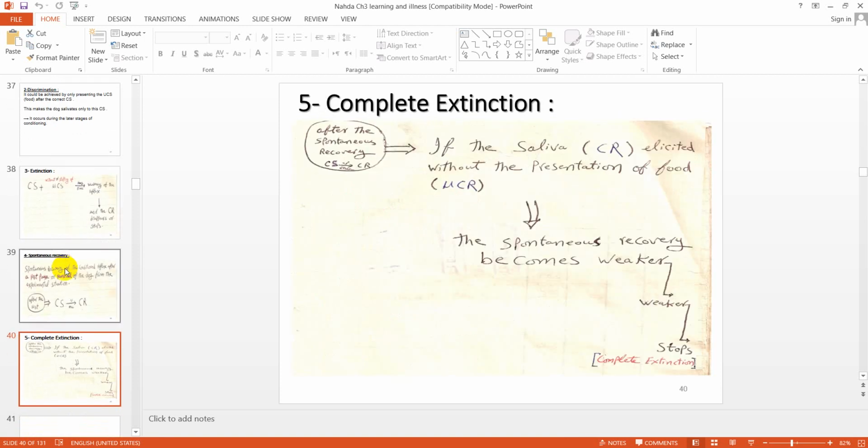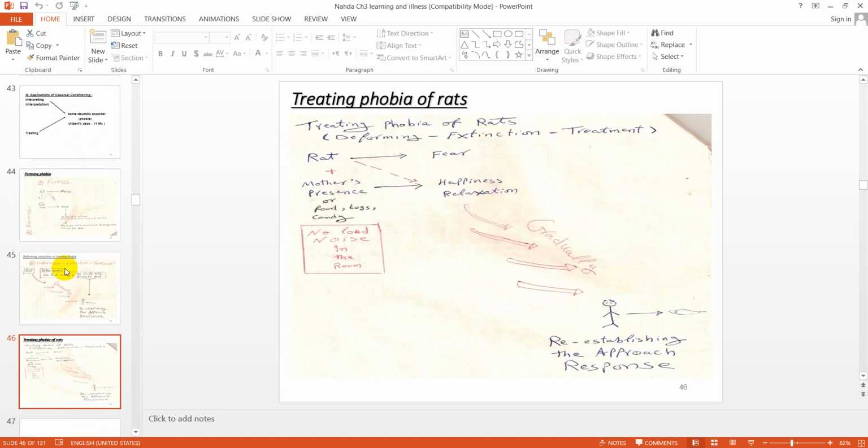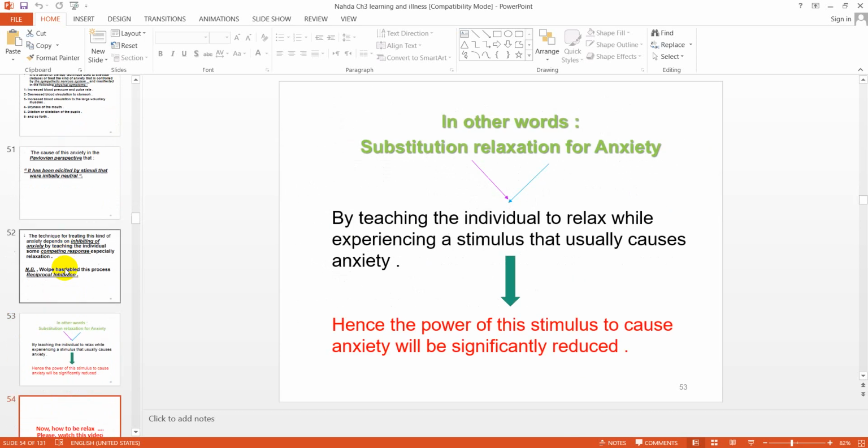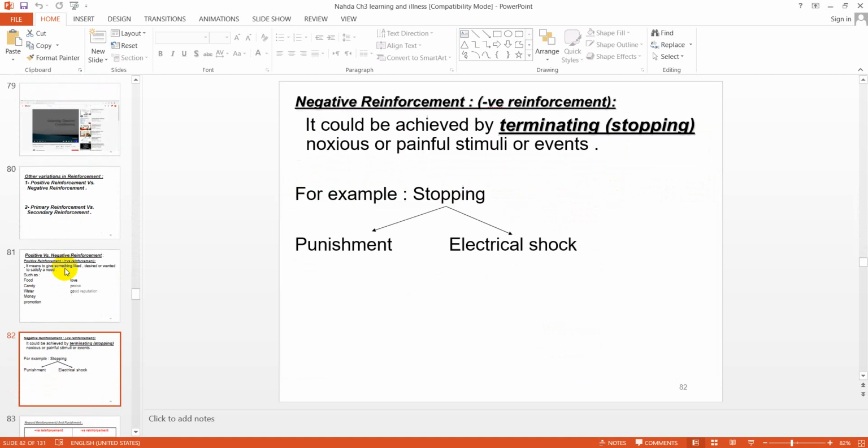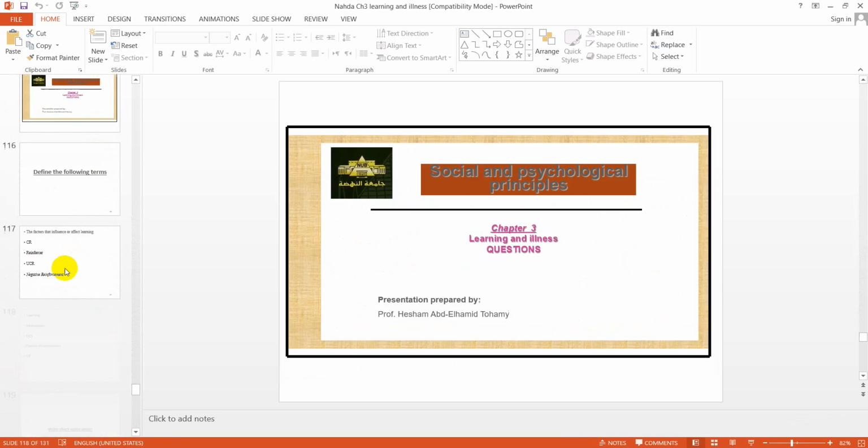So what about complete extinction? If you continue to present the conditioned stimulus without the unconditioned stimulus many times, the spontaneous recovery becomes weaker and weaker and then stops. What about the 4 steps in observational learning? We have 4 steps and we can check these slides.